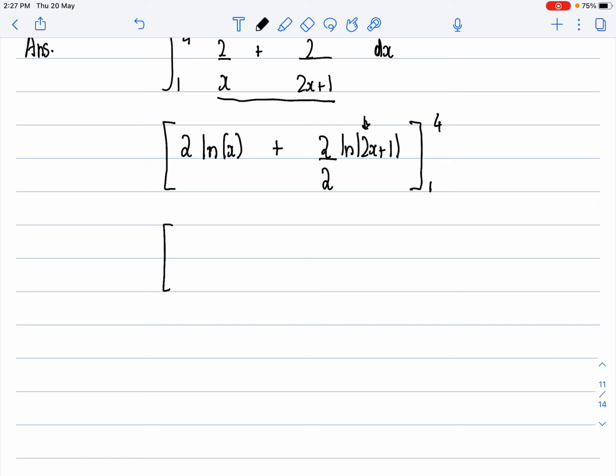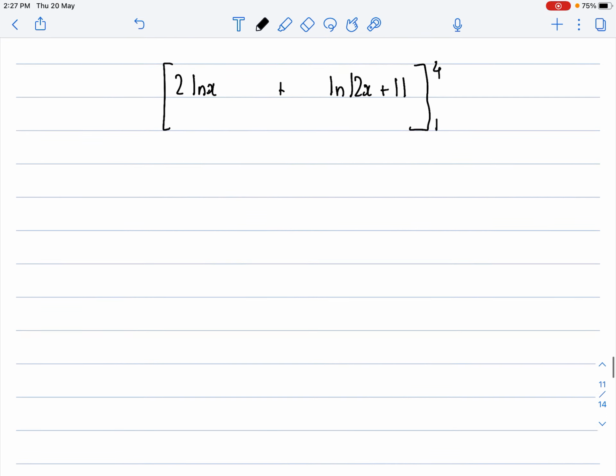So now this can basically be written as 2 ln x plus ln 2x plus 1, correct, with the limits 1 and 4. So first I need to put 4 in the place of x. So I get 2 ln 4, plus here when I put 4, I get 4 into 2, 8, 8 plus 1 is 9. So ln 9, minus, now I'll put 1 in the place of x.